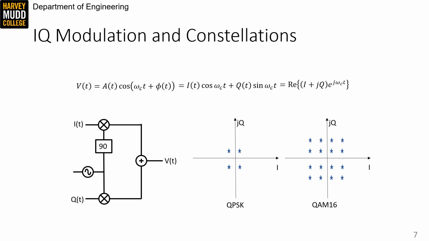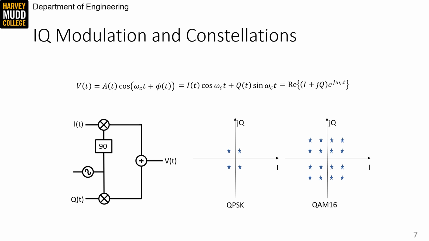Plotting the I and Q values that a modulation scheme considers as valid codes provides a convenient way to talk about different types of modulation. This representation of a modulation technique is called an IQ constellation. I've included two common constellations on this slide. QPSK is quadrature phase shift keying, and it's a type of phase modulation where the phase is varied between 45, 135, 225, and 315 degrees.